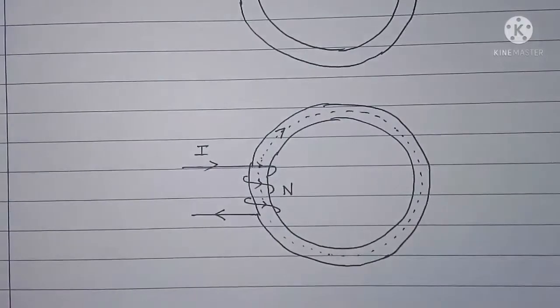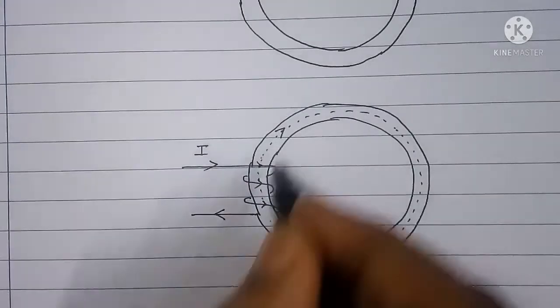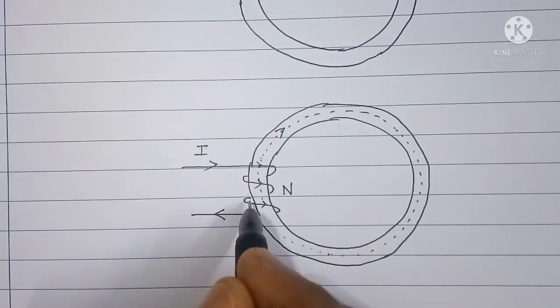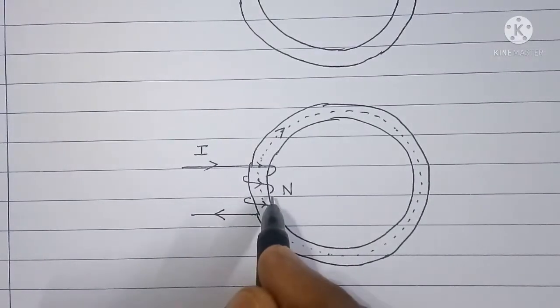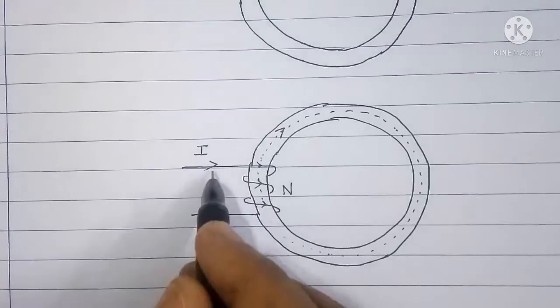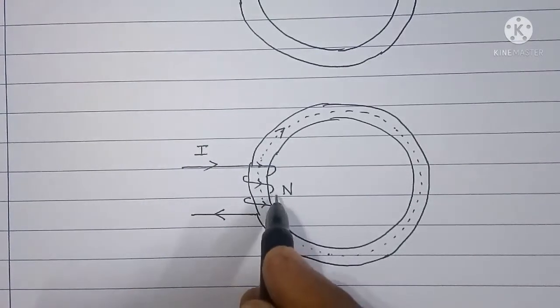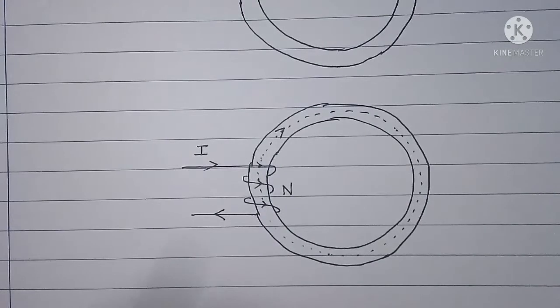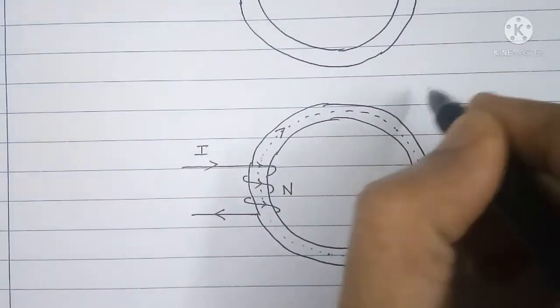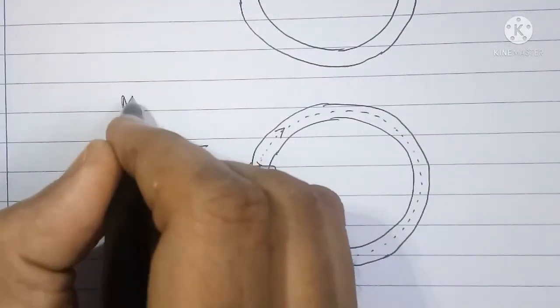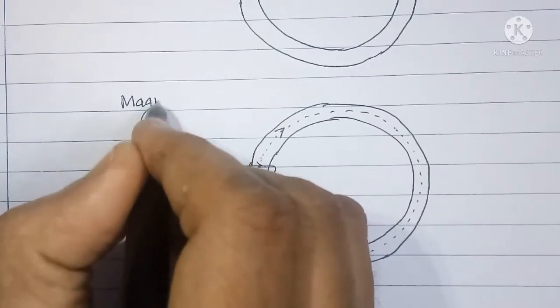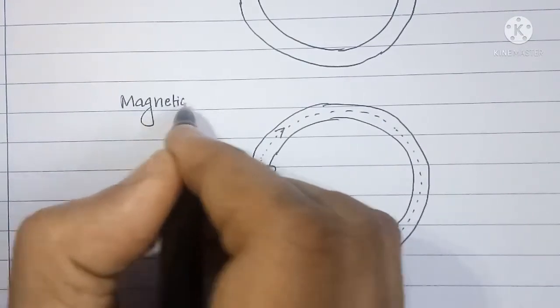Since magnetic flux is set up here, this iron ring with a coil wound on it and current flowing through that coil is called a magnetic circuit. So this is the magnetic circuit.